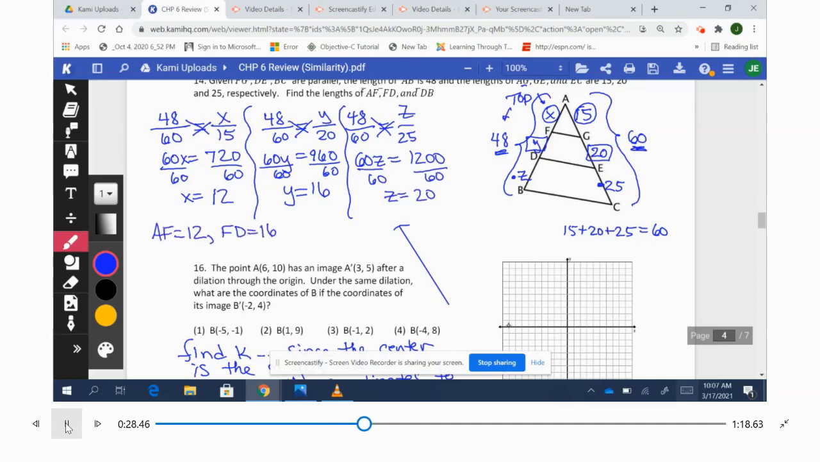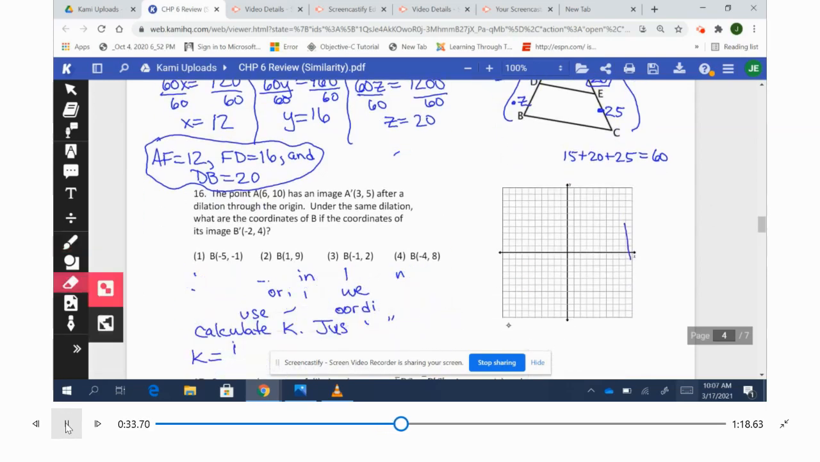Okay, so I've got AF is 12, FD is 16, and DB is 20. All right, on to 16.